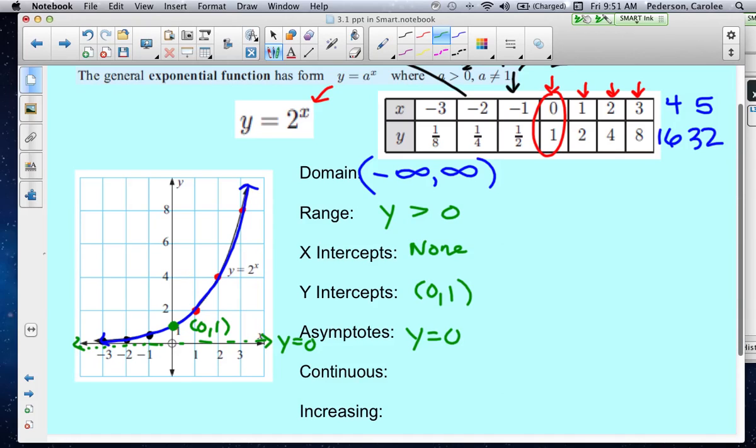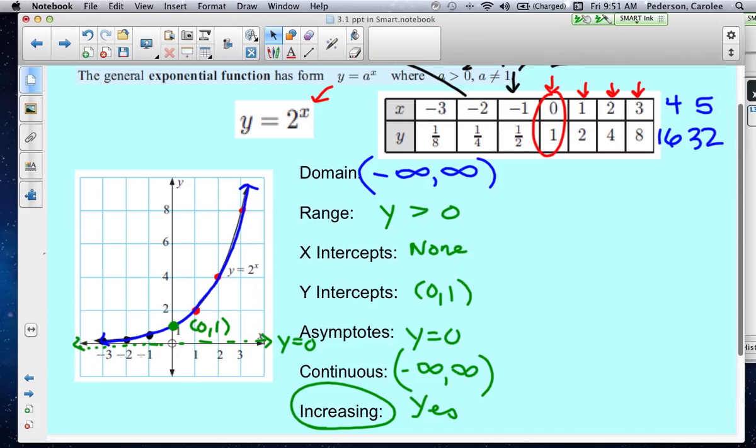Does this graph stop at all? Are there any holes in the graph? No, so it's continuous through the entire graph. So from negative infinity to infinity. Is the graph increasing or decreasing over time, over the x values? Is it a positive slope or a negative slope? Positive, so it is also increasing. Yes. So these are some key points to this exponential function.